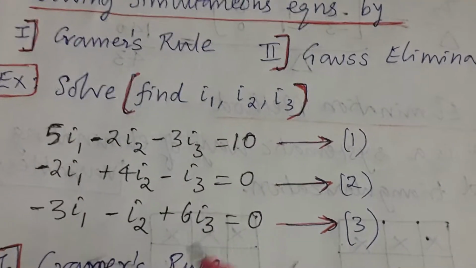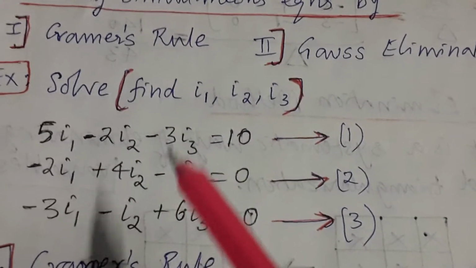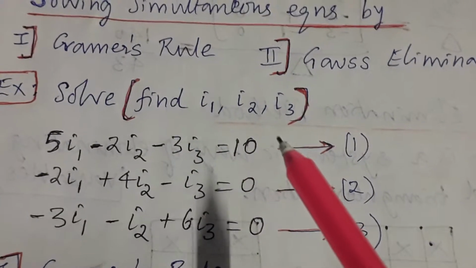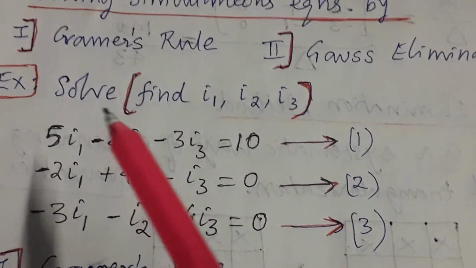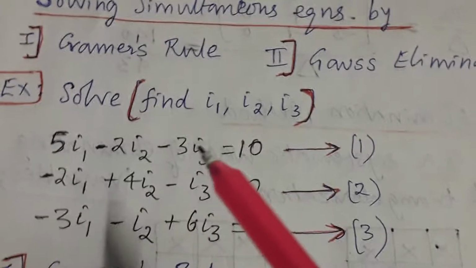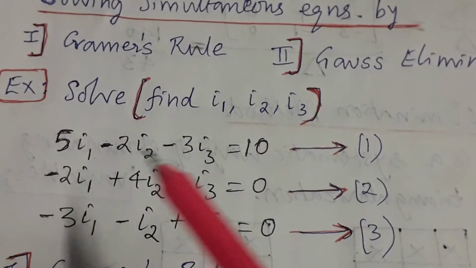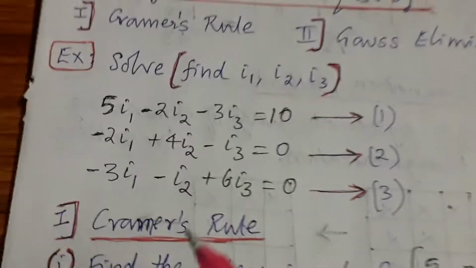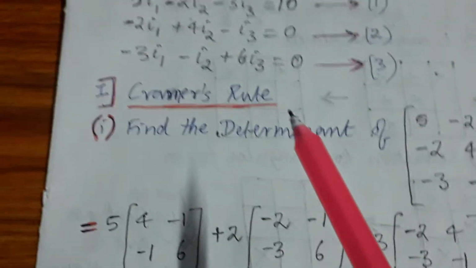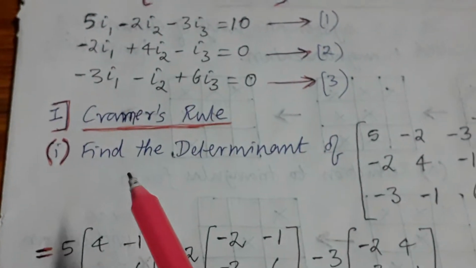Here we have three simultaneous equations with three unknowns. We have to find I1, I2, I3. Solve means we have to find usually x, y, z, but here it is I1, I2, I3. So first method by Cramer's rule. How to proceed? Listen carefully.